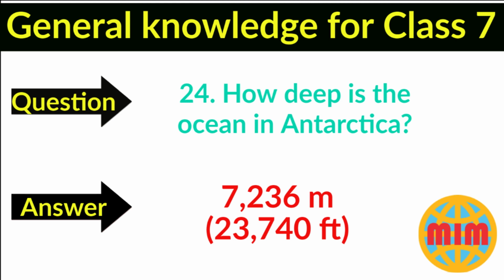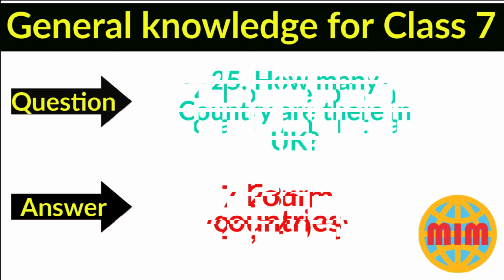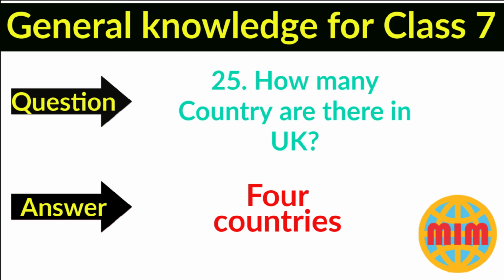Question number 24. How deep is the ocean in Antarctica? The answer is 7,236 meters and 23,740 feet. Question number 25. This is the last question. How many countries are there in the UK? The answer is 4 countries.